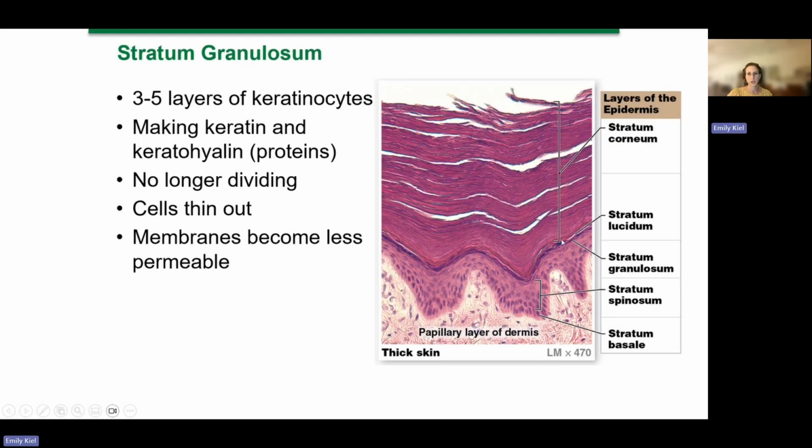And so here's your stratum granulosum. It's that little bit darker, 3 to 5 layers of your keratinocytes, and it's making the proteins keratin and keratohyalin or keratinohyalin. It's not dividing anymore. All our dividing has stopped. The cells are starting to become thin, and the membranes are becoming a little less permeable at this stage.